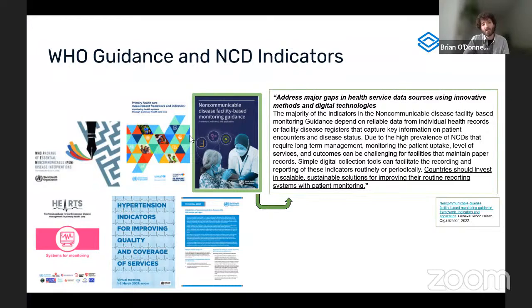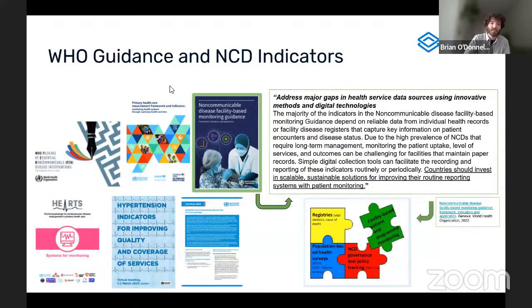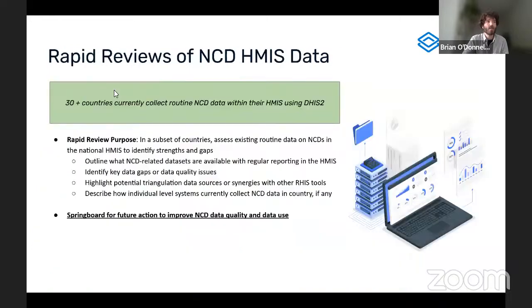NCDs, but it also emphasizes the importance of digital tools to collect longitudinal patient indicators, which are especially important for long-term management of chronic NCD conditions. So this expert review has also really fundamentally highlighted that routine data for monitoring are an essential component for tackling NCDs, alongside other key parts such as registries, surveys, and improving governance and policy structures.